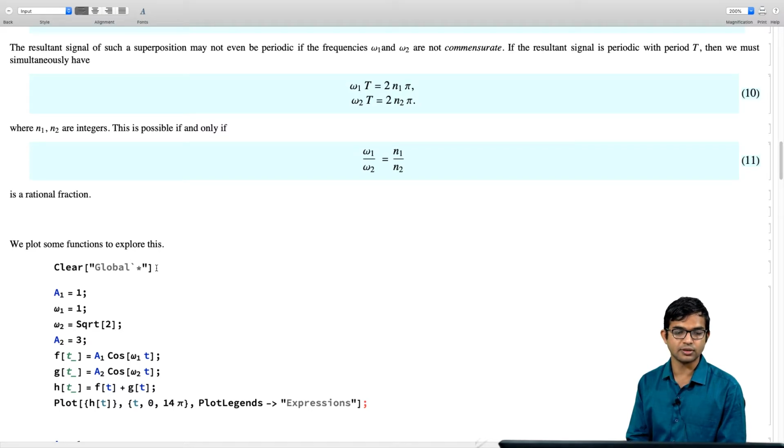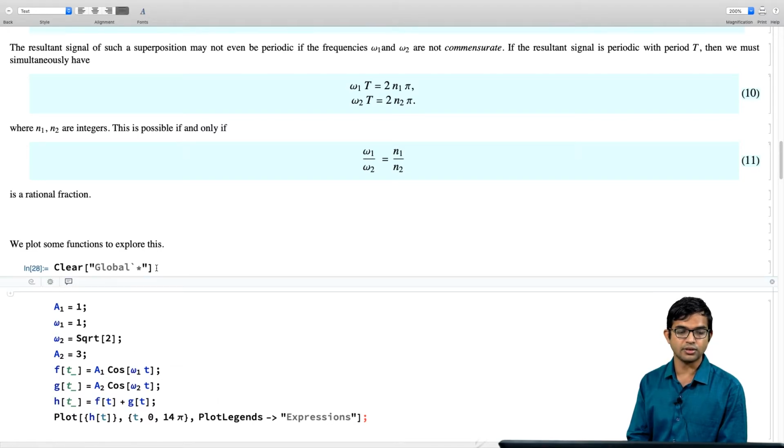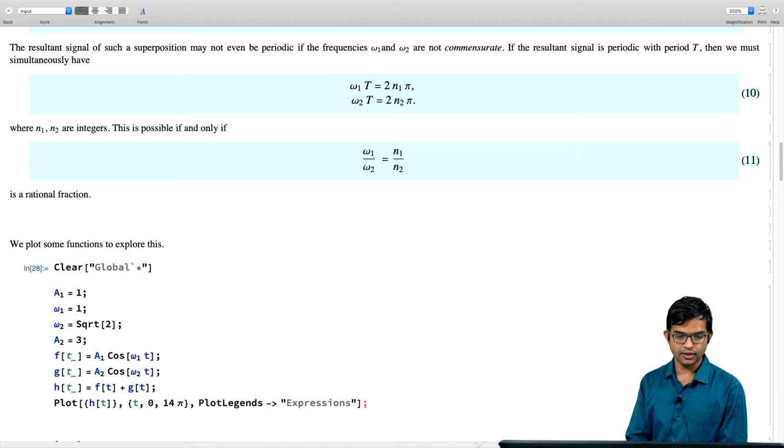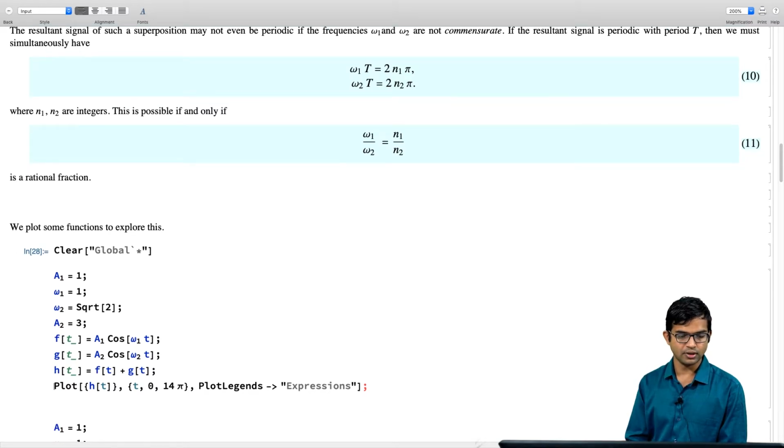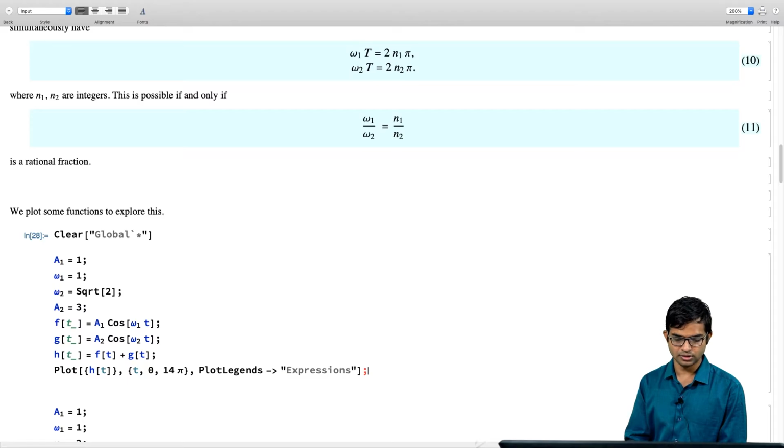So you must look at the syntax carefully and get all the fine details right, and then you do shift enter. So then I have a1 equal to 1, omega 1 equal to 1. Just to see how this thing will play out, I'm taking omega 2 to be square root of 2, which is not a rational fraction, which doesn't make omega 1 by omega 2 a rational fraction. And then a2, I'm just simply choosing it to be 3, and then I have f and g, and I'm going to add them and then plot them. So this is straightforward syntax. So let me see what happens if I do this.